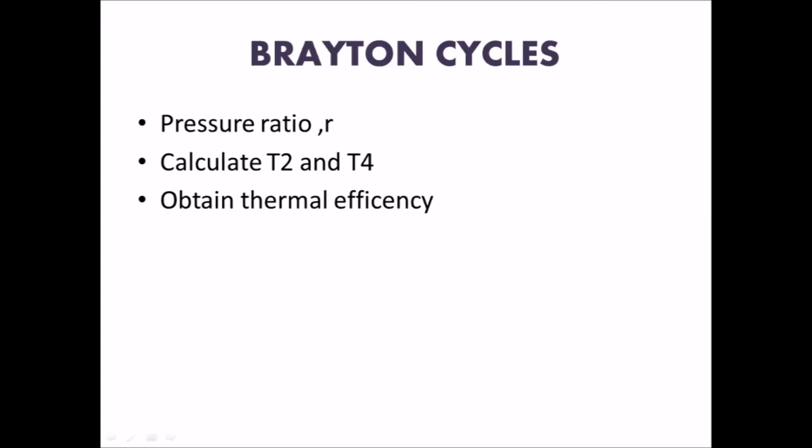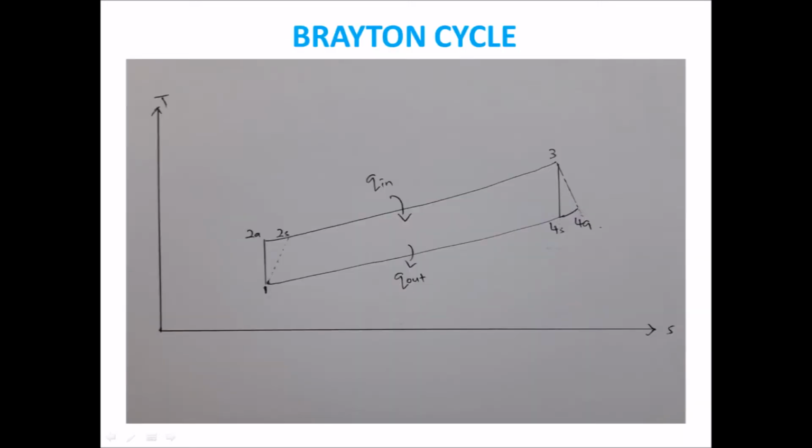For simple Brayton cycle, the value that involved in trial and errors is the value for pressure ratio, R. The value of R is then used for further calculations for T2 and T4 in order to obtain the thermal efficiency for the process. The figure shows the TS diagram for the simple Brayton cycle.